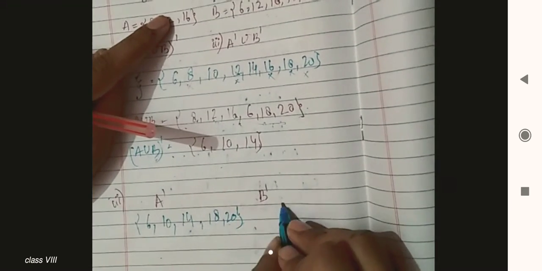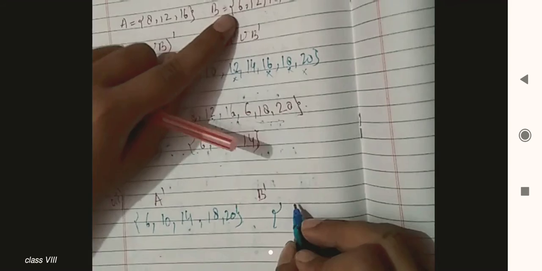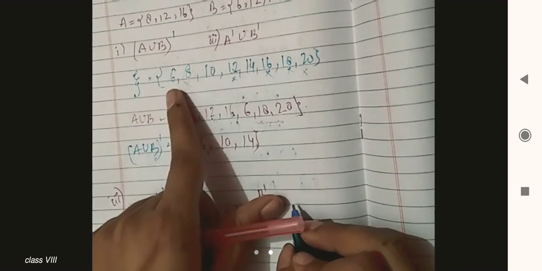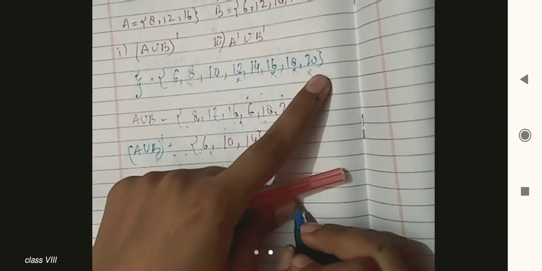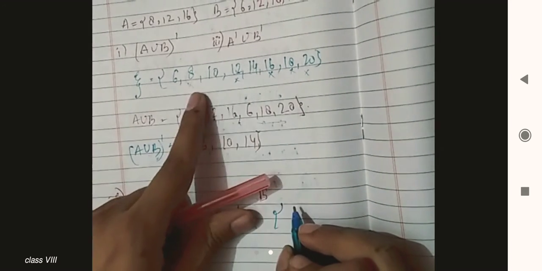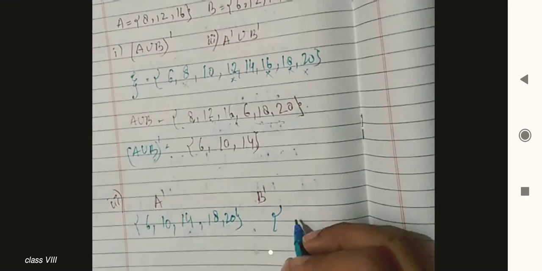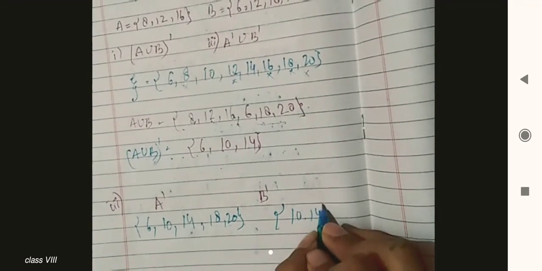Now what will be your B complement? B complement means except 6. 6 is there in this, yes. 12 is also there, 16 is also there, 18 is also there, 20 is also there. So which numbers are not there? Only 10 and 14, I think. So you will write here 10 and 14.